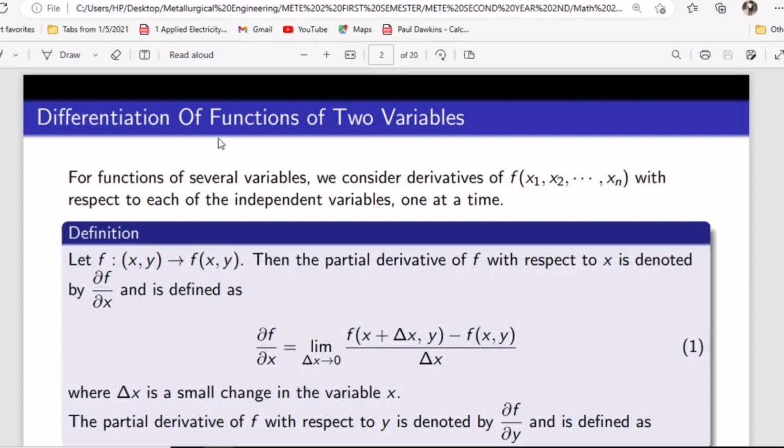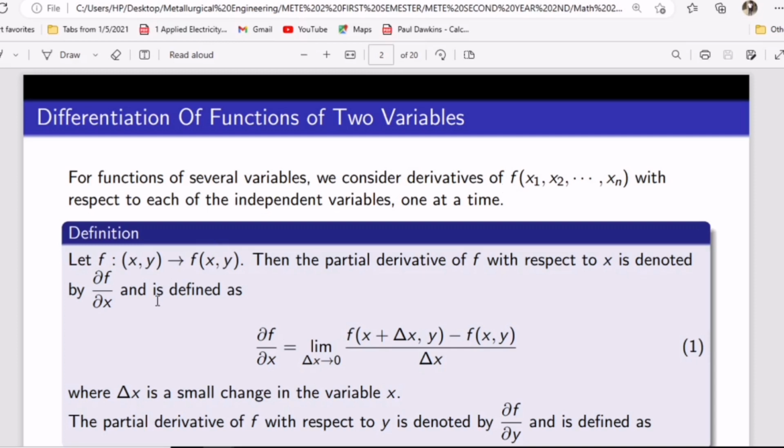So the subtopic here is the differentiation of functions of two variables. So this is the case we're going to do with two variables, which is x and y normally, but it's not always x and y. So for a function of several variables, we consider the derivative of the function x1, x2, and xn with respect to each of the independent variable one at a time. So the independent variable, we do it one at a time. So this is the case that we can do partial derivative of x, partial derivative of y, right? Yes. That means that, let's talk about this.